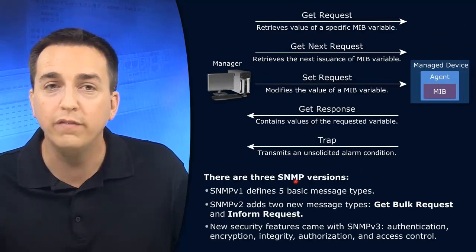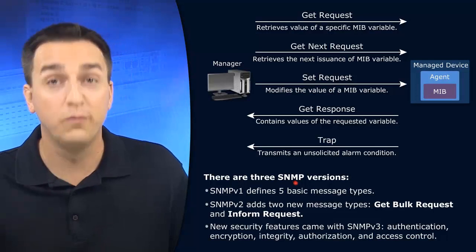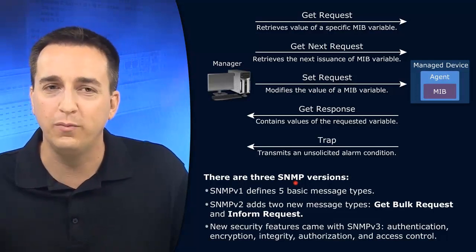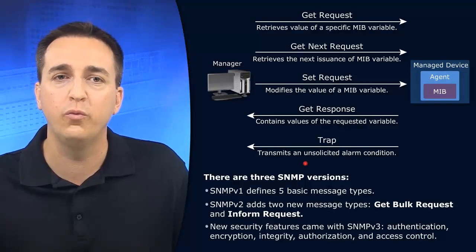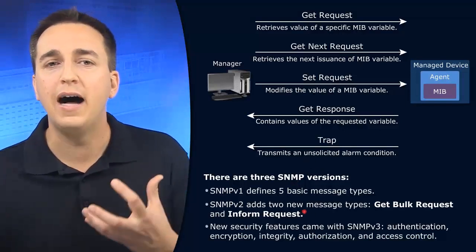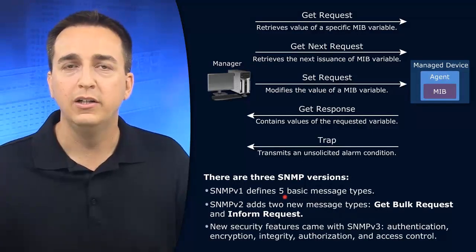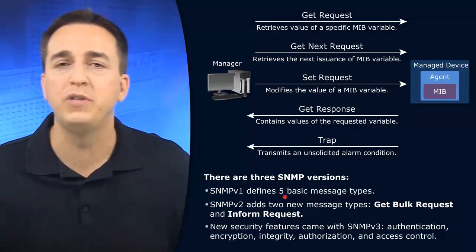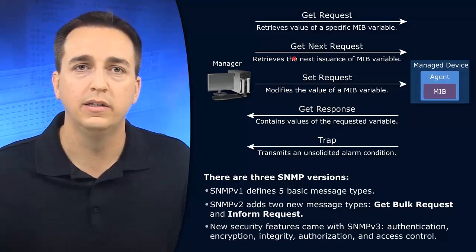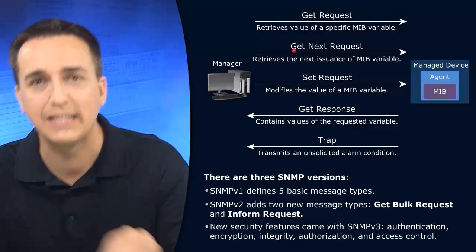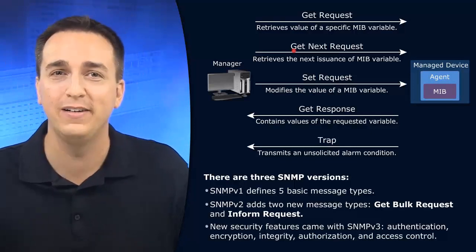Now, there are different versions of SNMP. SNMP version 1, version 2, there's also version 3. What's the difference between all of them? Well, let's start off with SNMP version 1. SNMP version 1 gave us 5 basic message types. We had the GET request: get this particular object from the management information base. And then the GET next request: get this next piece of information from the management information base.